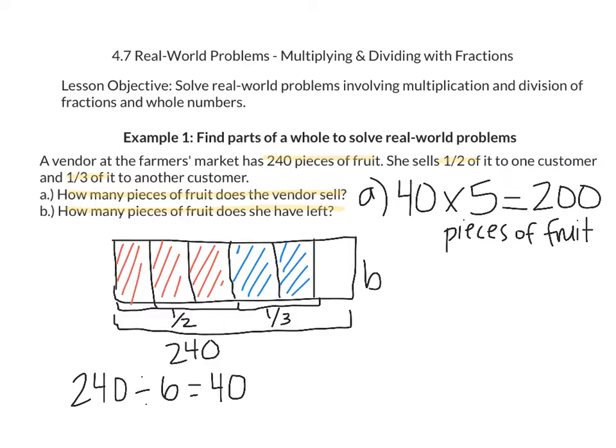Part B asks us how many pieces of fruit does she have left? If we look at our model, we have 1 unit that we have not shaded. So we have 1 unit of the 6 left. We calculated before that 1 unit was equal to 40 pieces of fruit. So she has 40 pieces of fruit left.